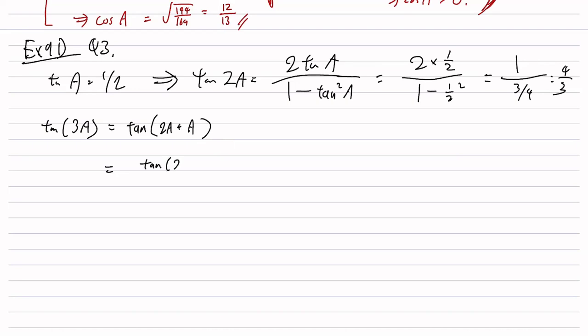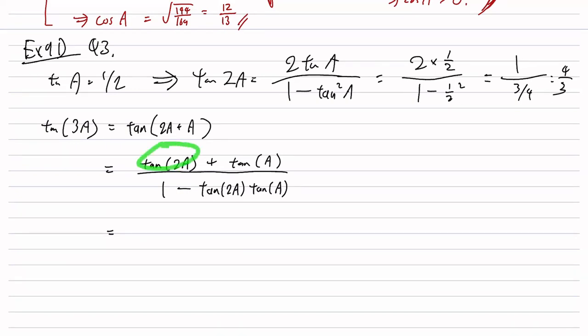Just to save some time, I'm gonna do it for you. So this will be tangent 2A plus tangent A, all divided by 1 minus tan 2A times tan A. Right? Is it okay if I don't show the formula? I hope you have a reference on your phone or something. Can save some time. Then you realize tangent 2A, tangent A, you can substitute the values with whatever you have already found.